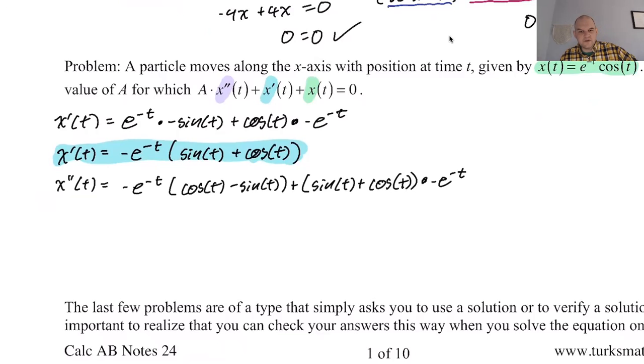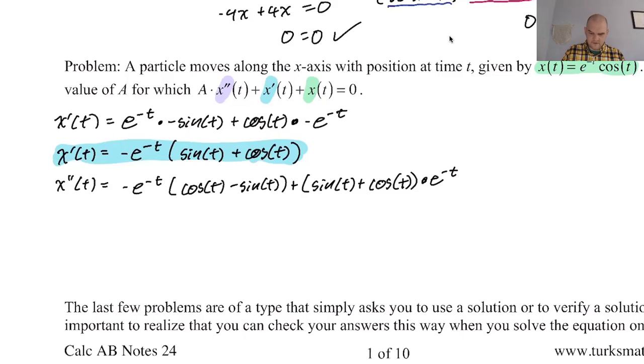Did I mess that up? It's first, which is negative e to the negative t, times the derivative of the second, which is cosine minus sine, plus second, which is sine, and then the derivative of, oh, the derivative of negative e to the negative t. I did mess that up. I thought it looked a little too simple. There shouldn't have been that extra negative. The derivative of negative e to the negative t is positive e to the negative t.